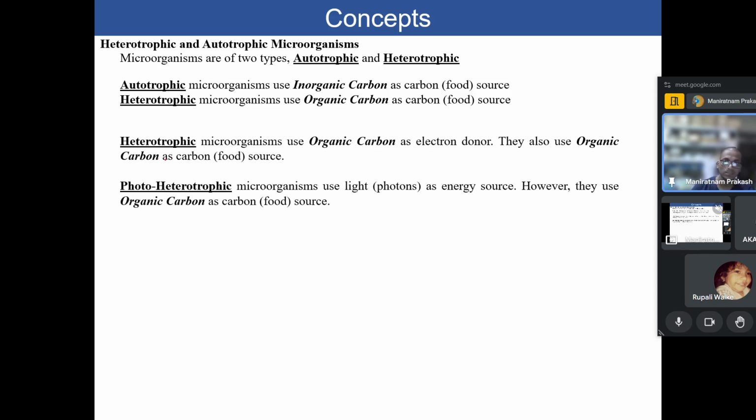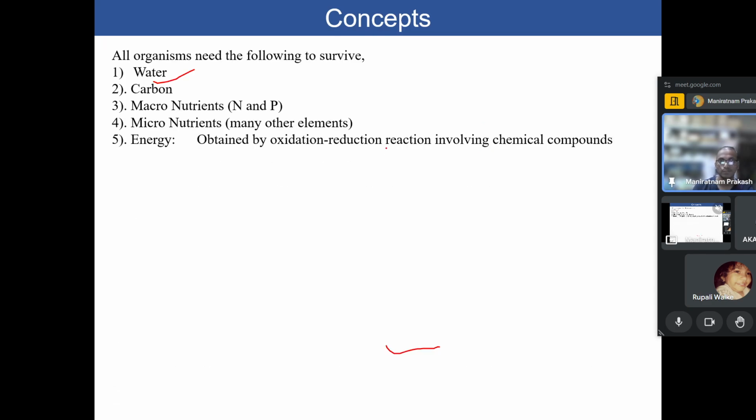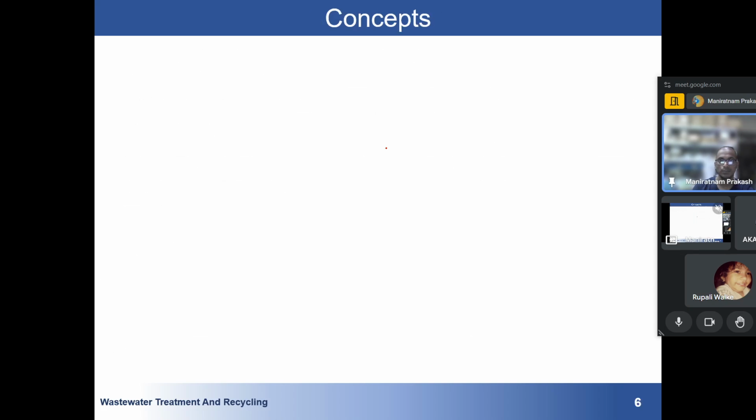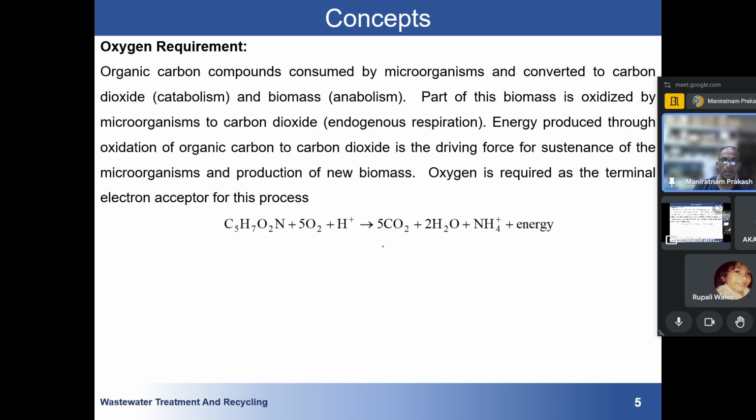Then remember this thing: heterotrophic organisms use organic carbon as electron donor. So remember how this degradation happens. If you see the chemical reaction here, you can see that carbon is in +4, and here carbon is in another form. This means someone is accepting electrons and someone is donating electrons. That's why this reaction is happening, and there is a release of energy and all these things.